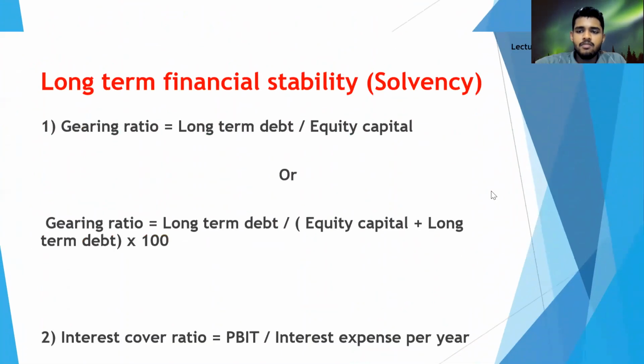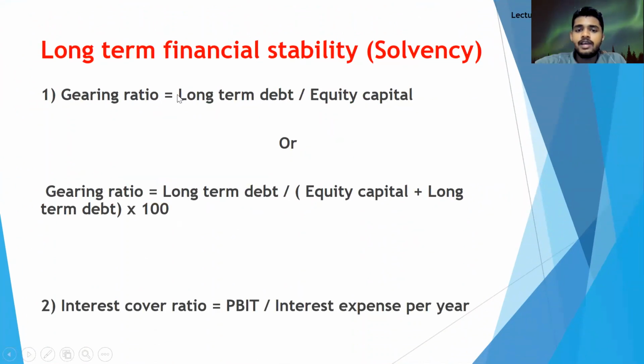It's good. Moving forward. Now let's look at long-term financial stability ratios. First ratio we have is gearing ratio. So gearing ratio is equal to long-term debt divided by equity capital. Another way to calculate the same gearing ratio is long-term debt divided by equity capital plus long-term debt, into 100 as a percentage. So this will give you your long-term debt as a percentage of your total finance. So guys, if the company is highly geared, that indicates that the risk of the company is high. Higher the gearing, higher the risk, guys.